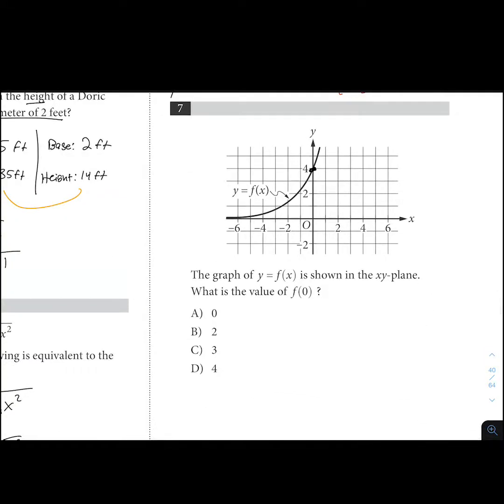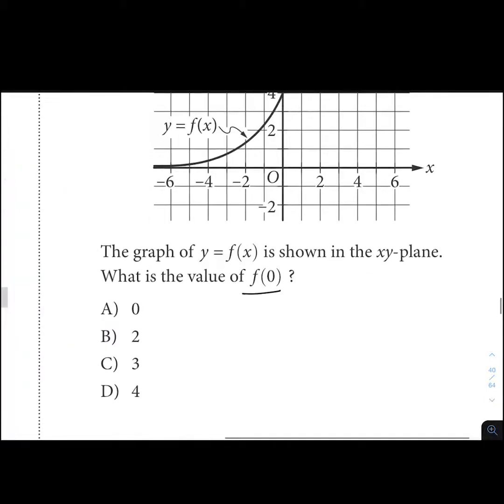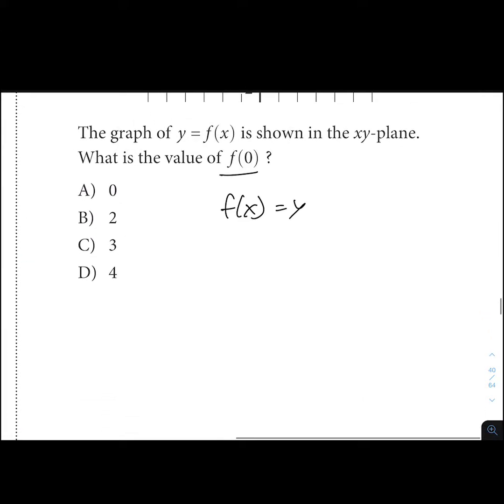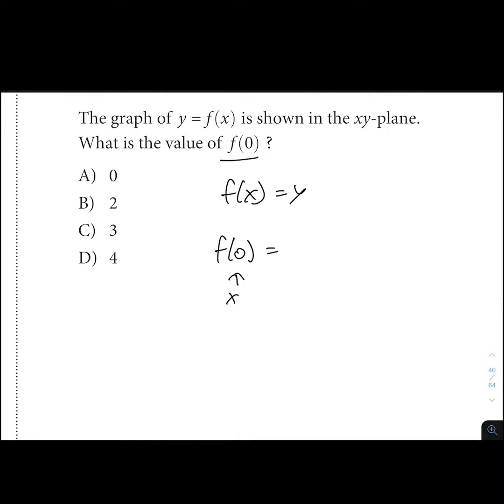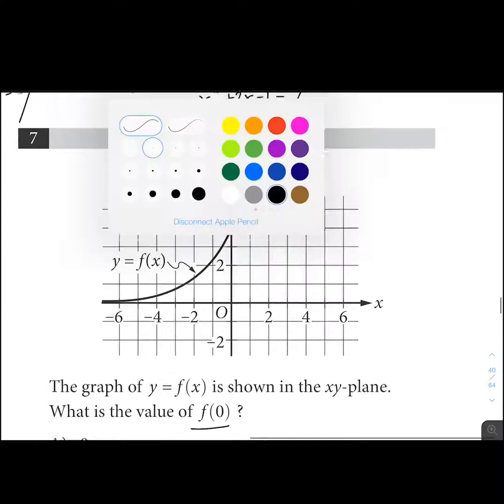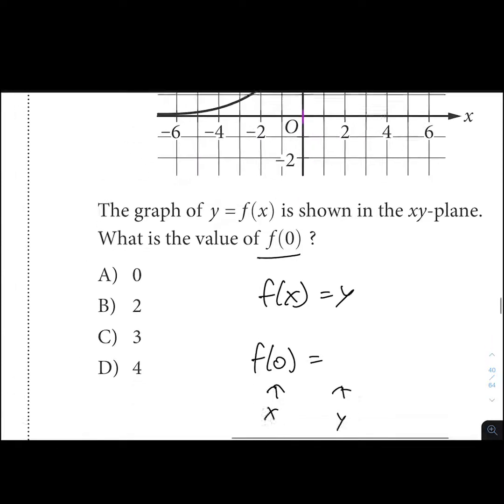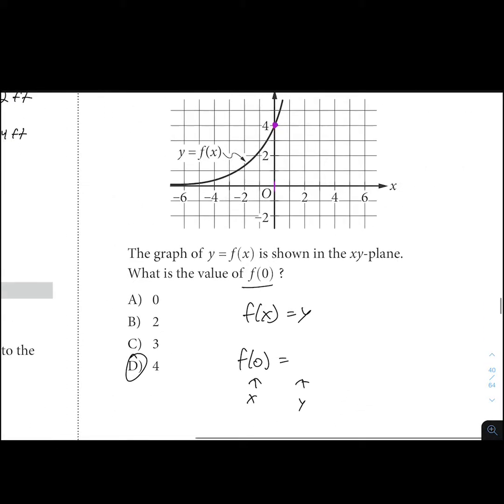The graph of y equals f of x is shown in the xy plane above. This is a pretty straightforward one. What's the value of f of 0? So remember, f of x is the same thing as y. So when I say f of 0, that's saying when x is equal to 0, what's my corresponding y? So on your graph, find a place where your x value is 0. That's clearly right here. And see where your corresponding y is. So that would just be a +4. Let's do crazy on that one.